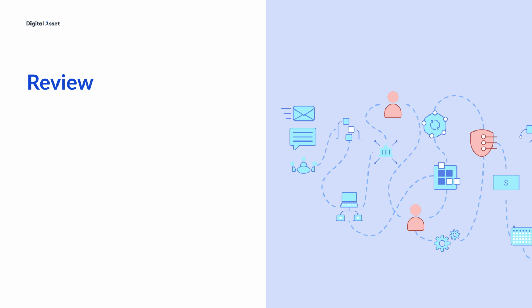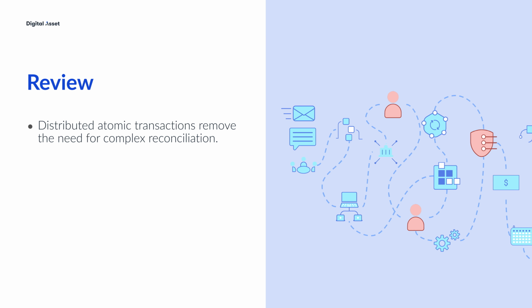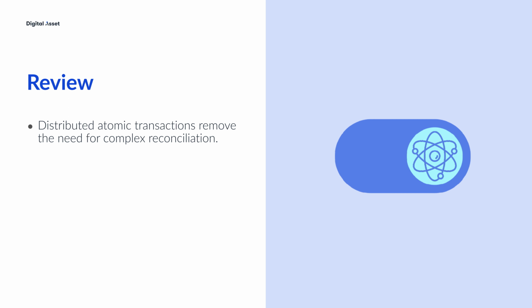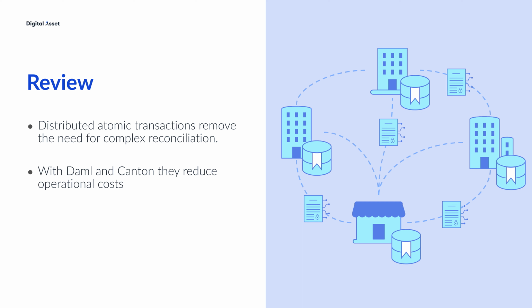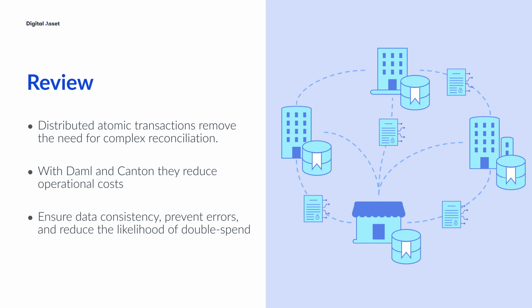So, let's review. Distributed atomic transactions are one of many things that can remove the need for complex reconciliation. Distributed atomic transactions are usually challenging to implement, but with Daml and Canton, they offer value in reducing operational costs, improving liquidity, and providing clarity into data and system status. Atomic transactions ensure data consistency, prevent errors, and reduce the likelihood of double-spend errors by providing a clear view of the workflow's progress and avoiding invalid states.